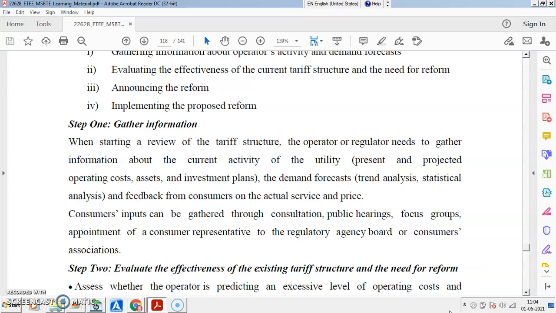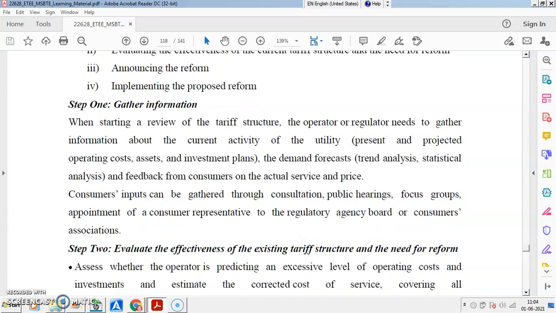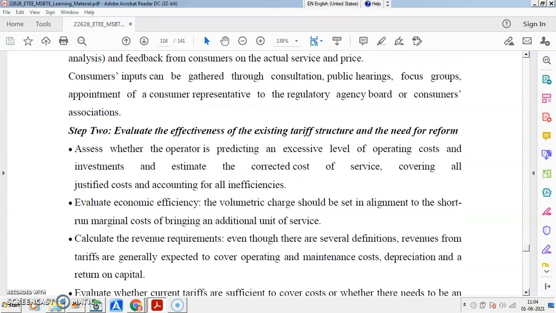Then there may be a hearing, there may be appointment of a consumer representative because there is a large number of consumers, in terms of lakhs. So we cannot gather all those consumers. So you may have the appointment of a consumer representative for better services. He will represent the consumers on behalf of all consumers to the regulatory authority or body regarding the information gathered.